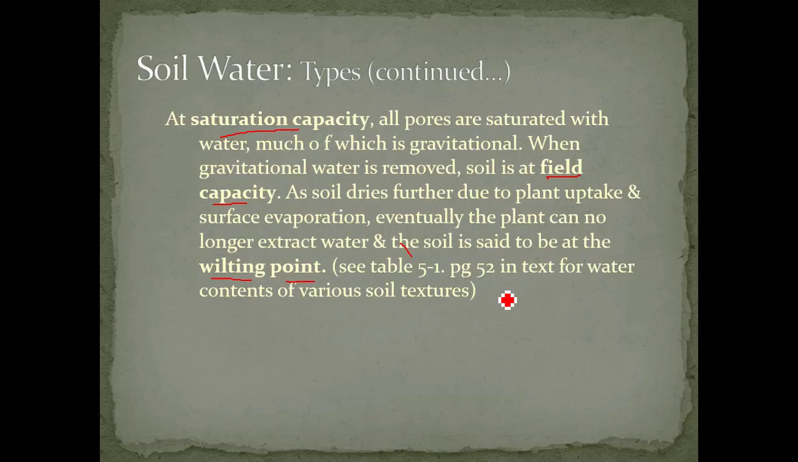As the soil dries further, due to the plants taking up the water and surface evaporation from the soil surface, eventually the plant gets to the point where it can no longer extract the water. You get to the point where the only water in the soil is hygroscopic or unavailable water, and that soil is said to be at the wilting point. The plant will start to wilt at this point. So your goal, as a producer, should be to keep your soil somewhere between field capacity and the wilting point. Plants will be just fine if you do that.